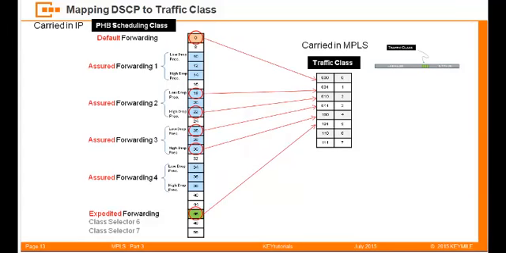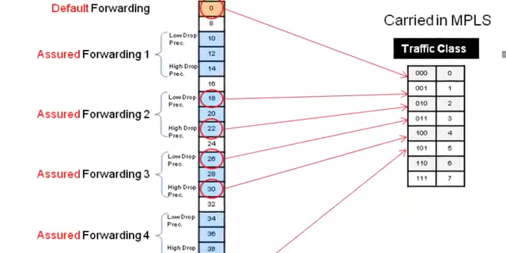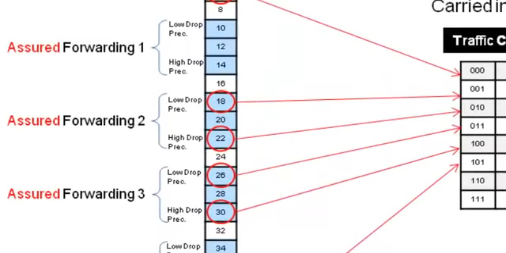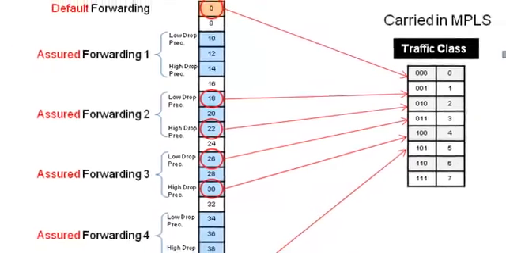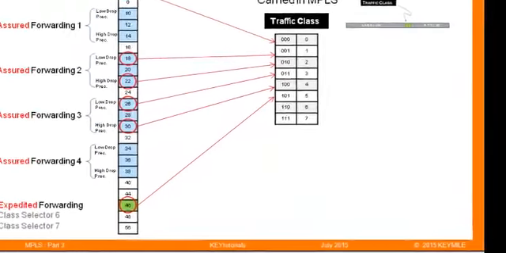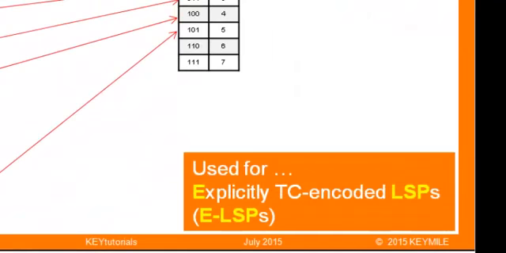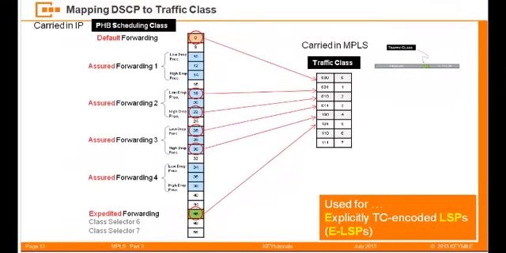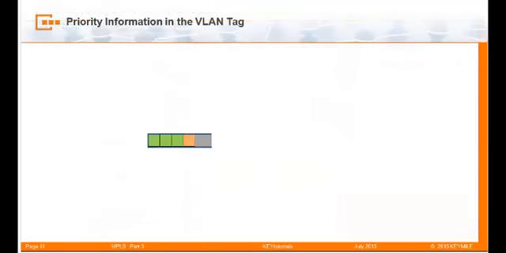Notice potentially we are carrying both priority and drop precedence information in our 3 bits. This is one of 2 methods of implementing quality of service in MPLS, and by far the most common. It's called explicitly TC encoded LSP, or ELSP for short. And we can use the same method if there are VLAN tags present.